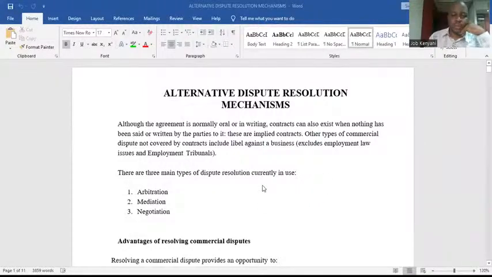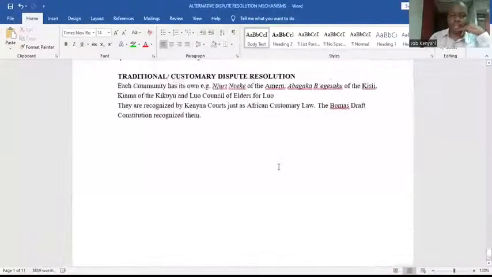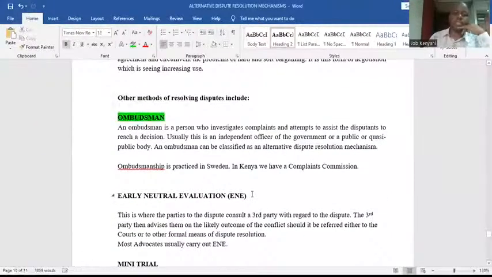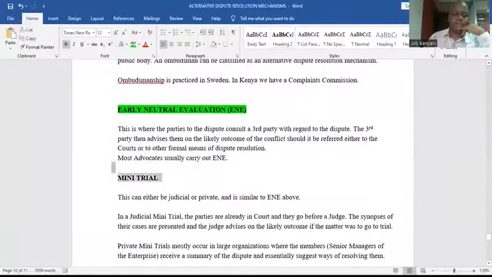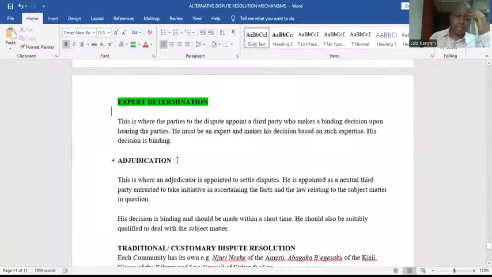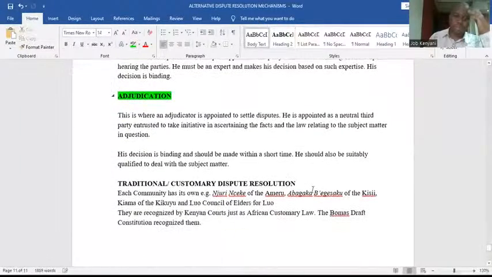So there are three main types of dispute resolution mechanisms. We can have arbitration, we can have mediation, but of course there are others. For example, we can have an ombudsman, early expert neutral evaluation, a mini trial, expert determination, adjudication. We can have traditional methods or customary dispute resolution mechanisms, whereby you go, for example, before the elders.